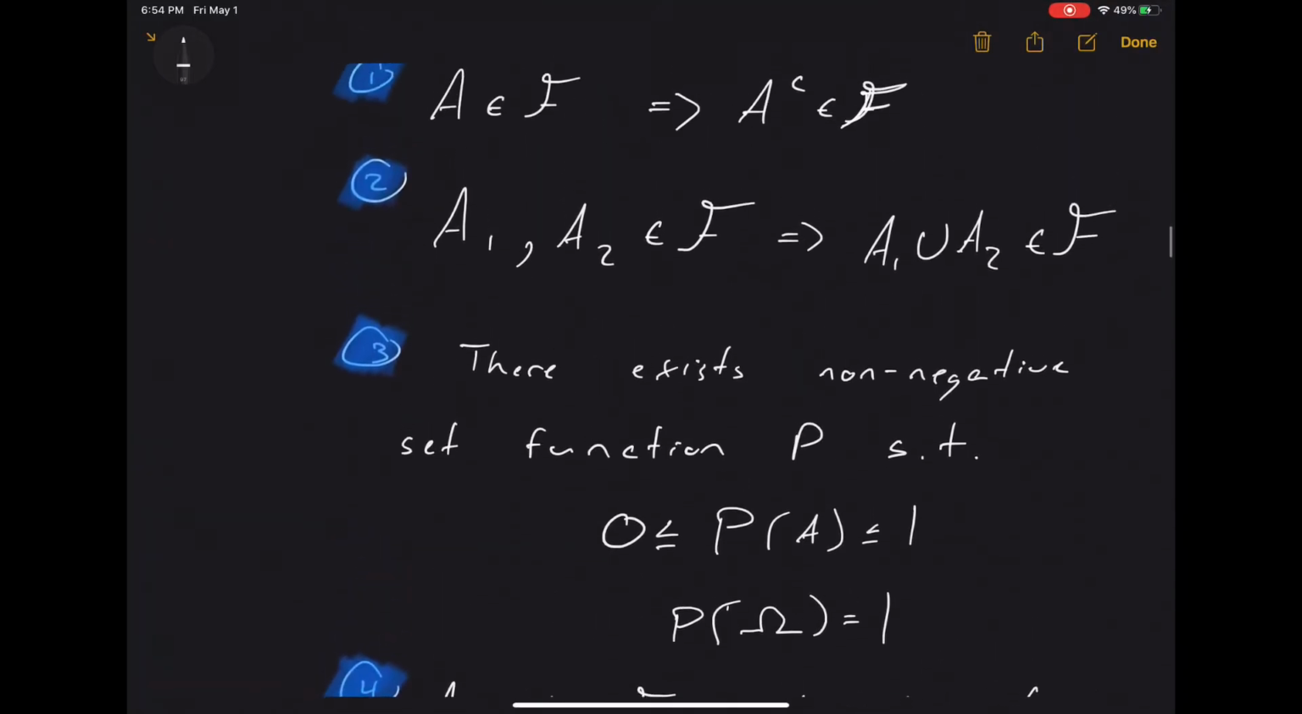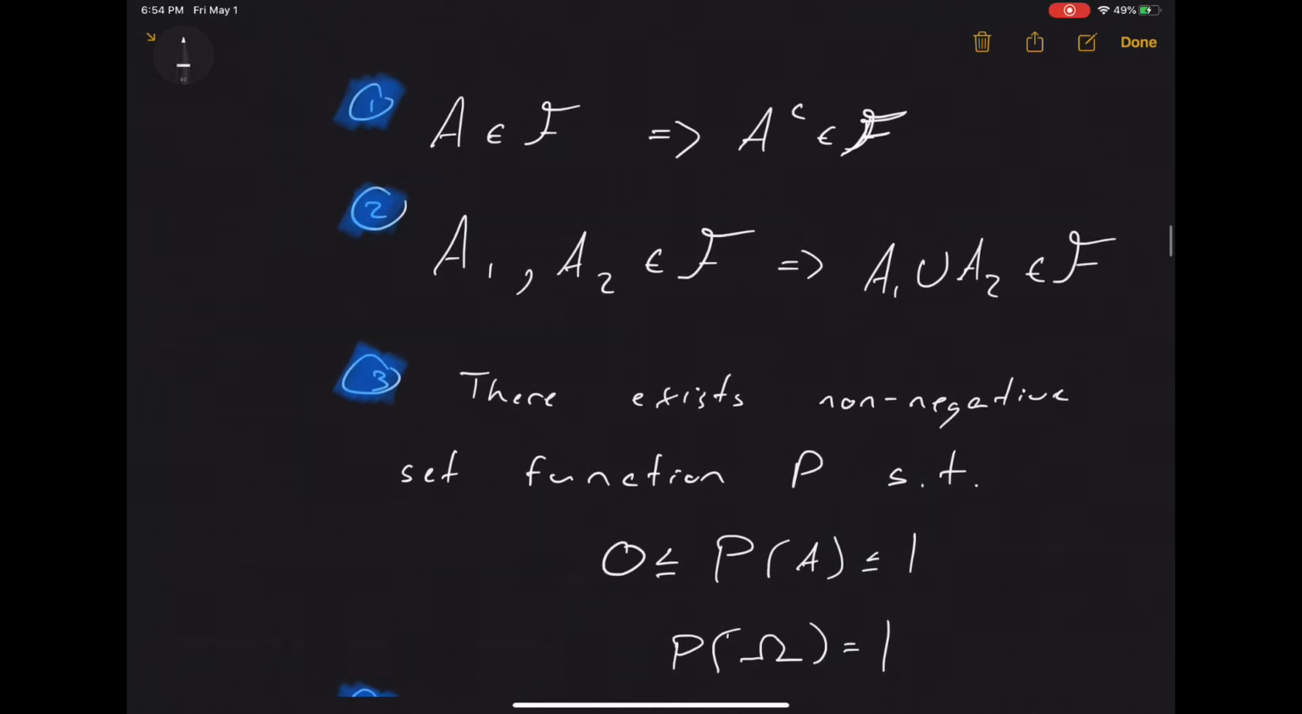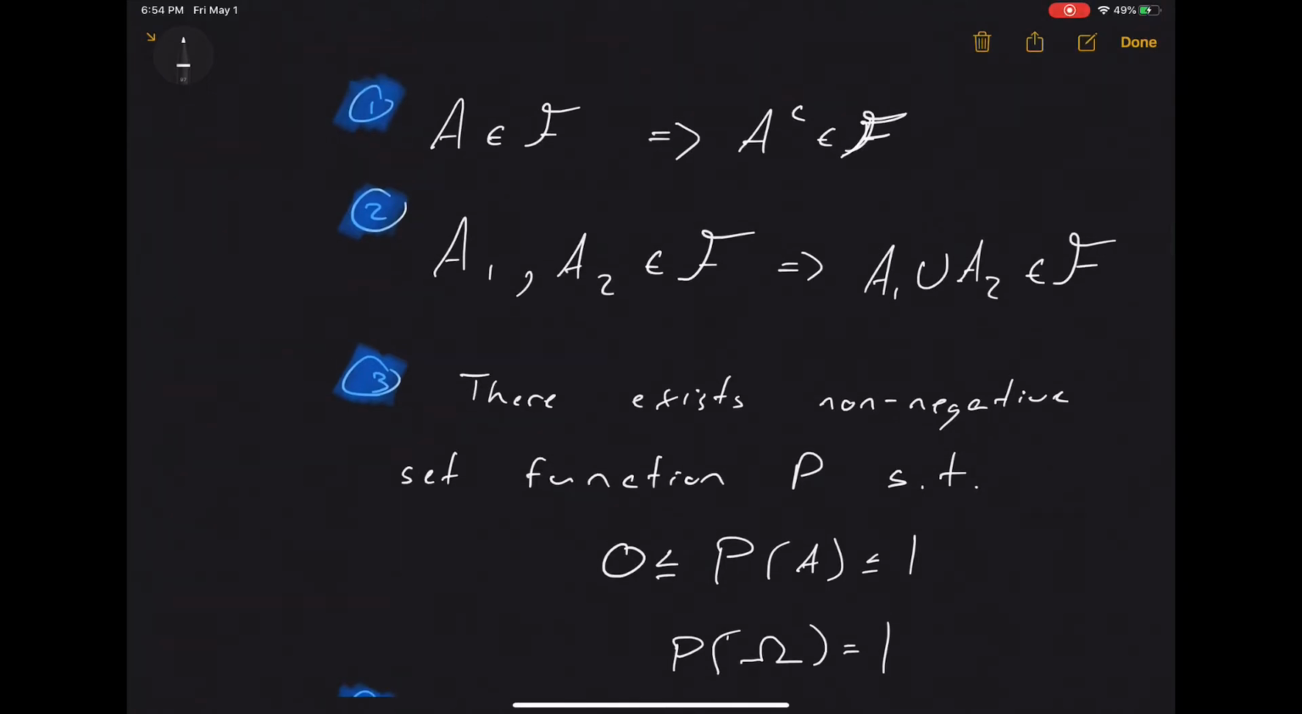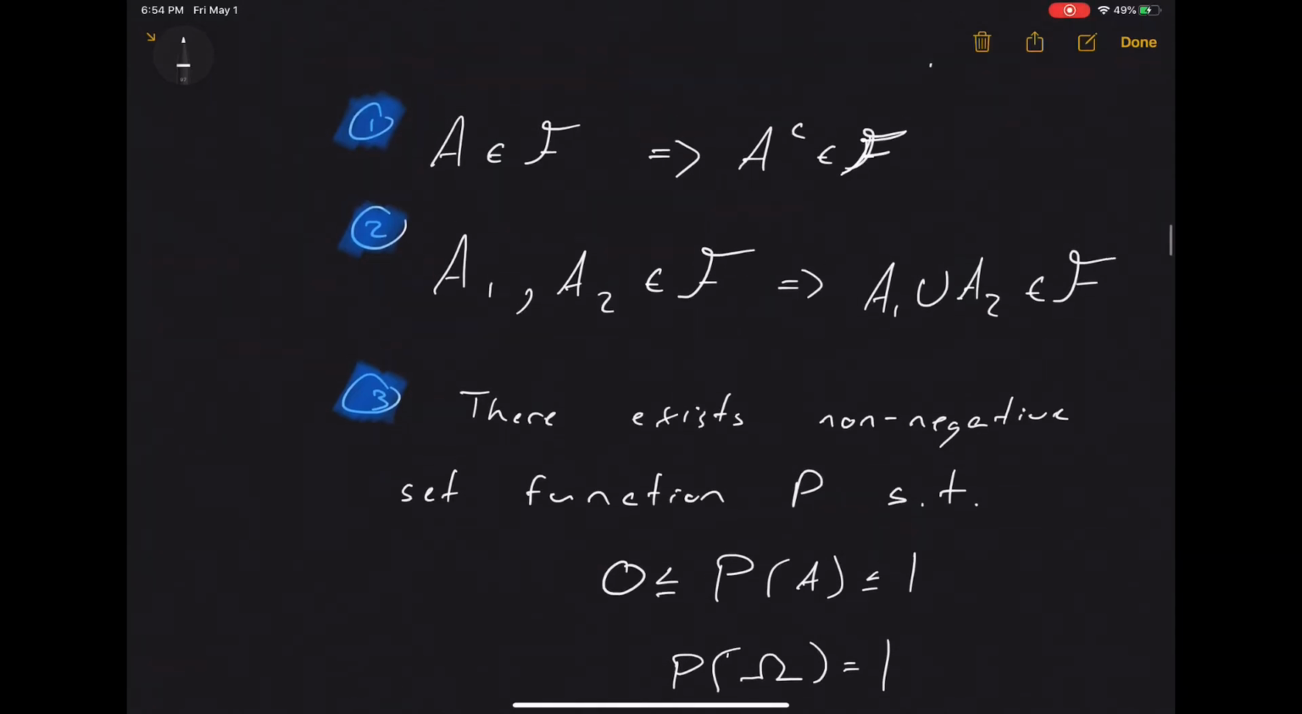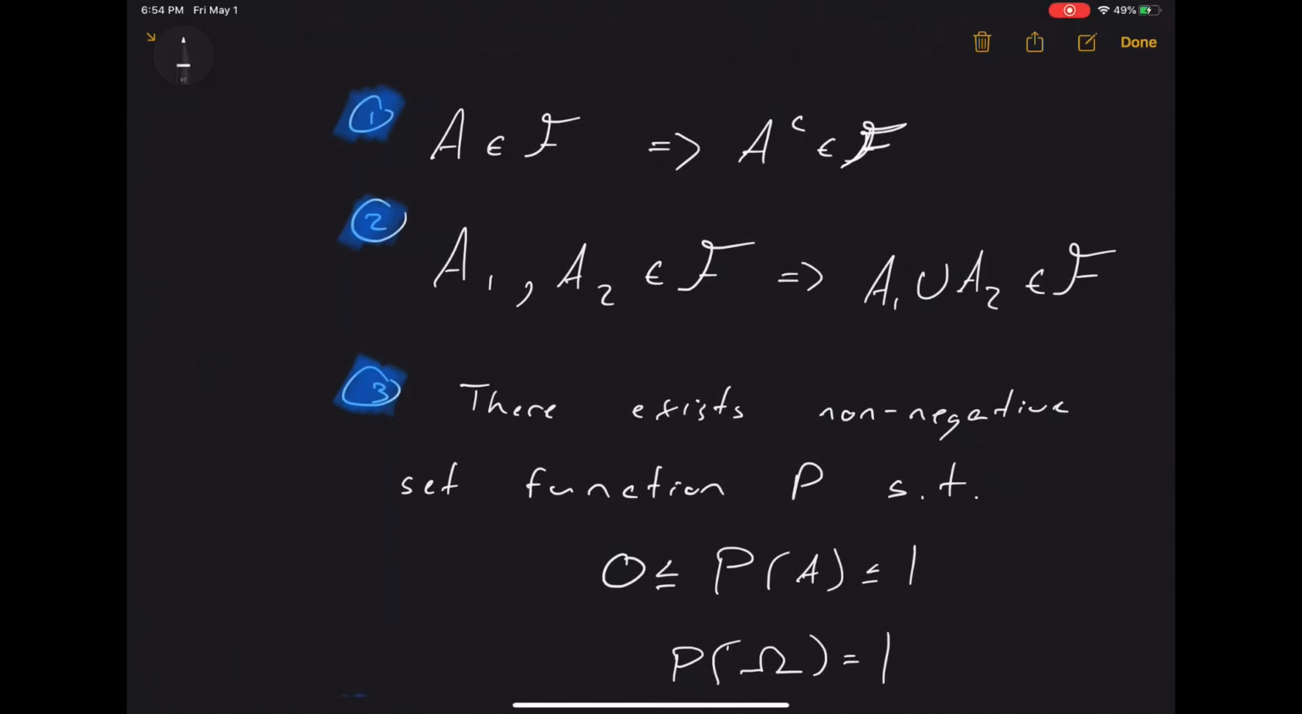Third, now we're getting to how we actually define our probabilities. In the third axiom, we state that there exists a non-negative set function P such that for any set A in our script F, P of A is in between 0 and 1, and that P of omega is equal to 1. Okay, so we can call P our probability. We haven't shown it's a measure yet, but let's loosely call it a measure for now.